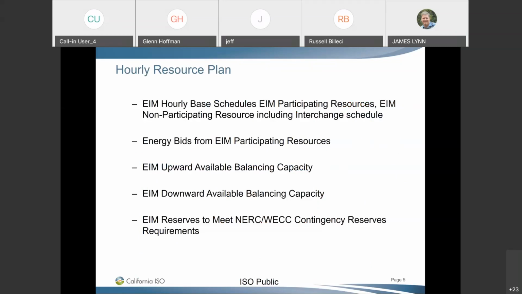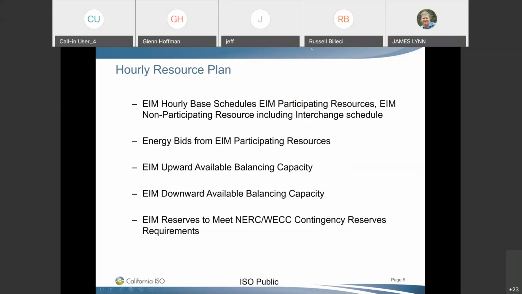First is the hourly base schedules. These will be for the non-participating as well as participating resources, including your interchange schedules. So this tells us basically what you cleared outside of the ISO market, what I would call the day-ahead position.